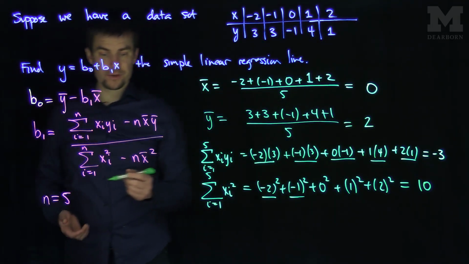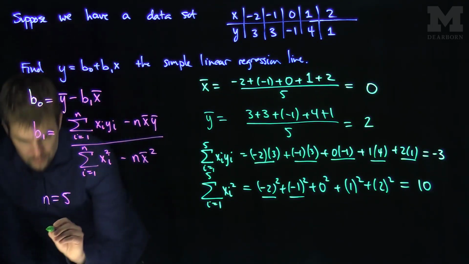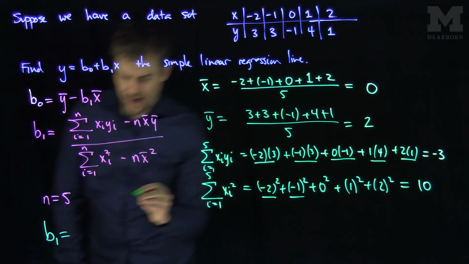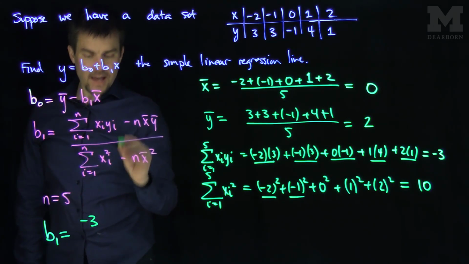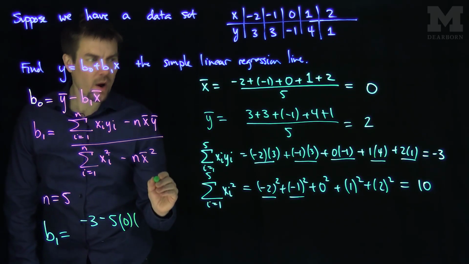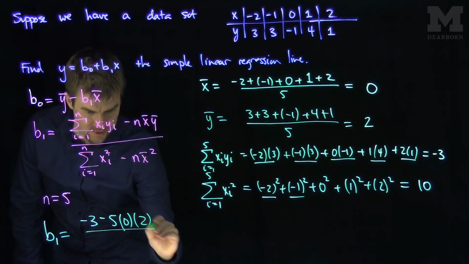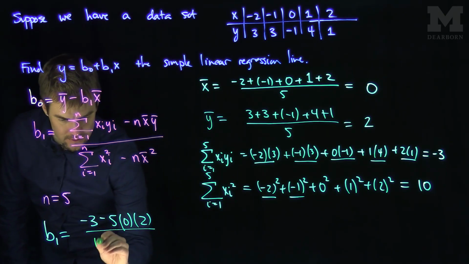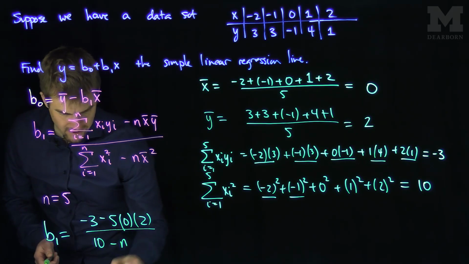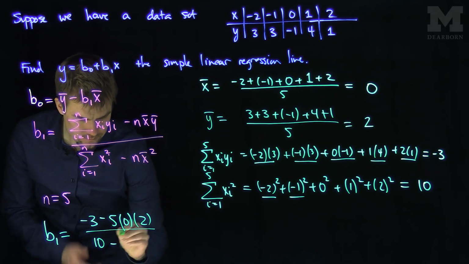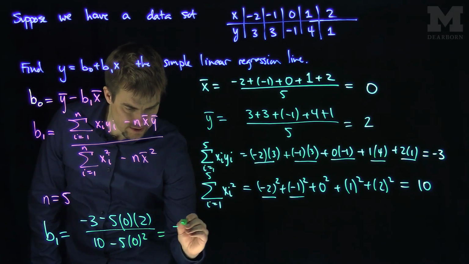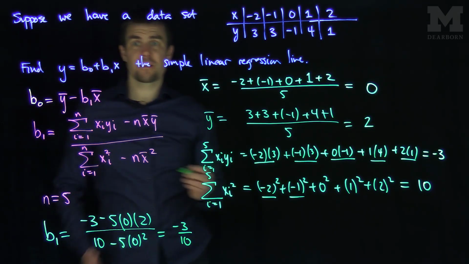So now we can fill in these numbers over here. Let's find the b1. The b1 term is going to be the sum of the xi's times the yi's, which is a -3, minus n times x bar, which is 0, times y bar, which is 2, over the sum of the xi squared, which we found to be 10, minus n, which is 5. It won't matter because we're going to have x bar, which is 0, squared. So my b1 is -3 over 10, or -30%, right?